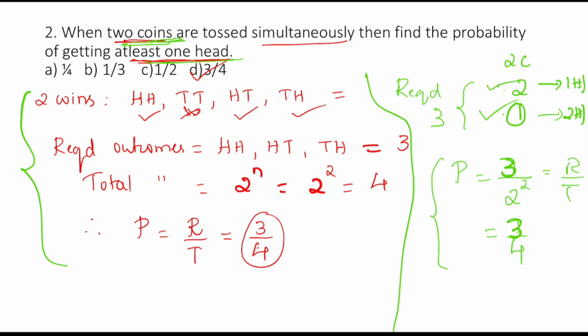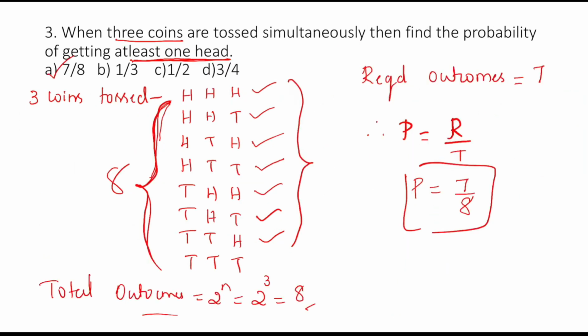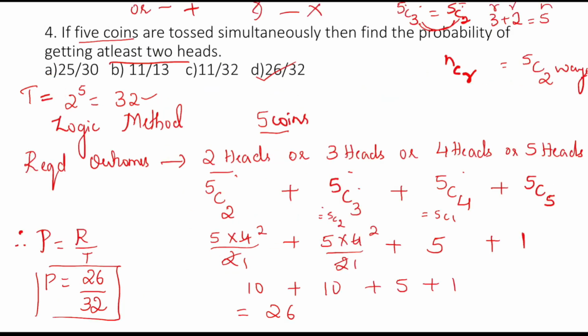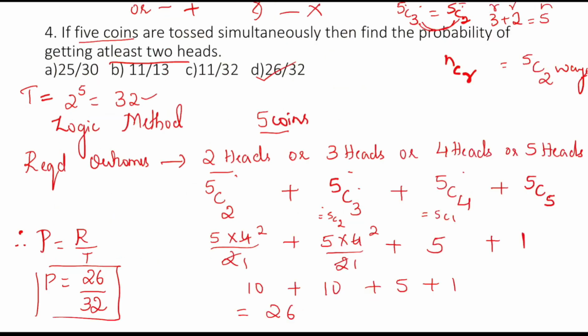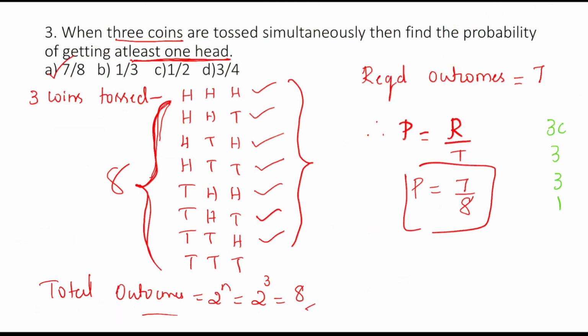Okay, next, when 3 coins are tossed simultaneously, find the probability of getting at least 1 head. So when 3 coins, what is the table you should remember? It is 3 3 1. Remember this much and you will be able to solve any number of problems. Any number of coins they give, you will be able to solve. So when 3 coins are tossed, it is 3 3 1.